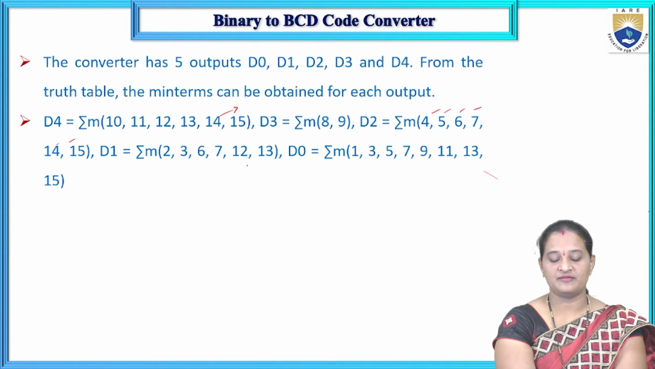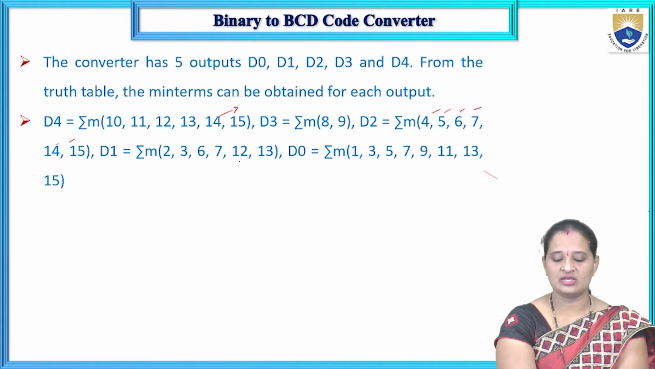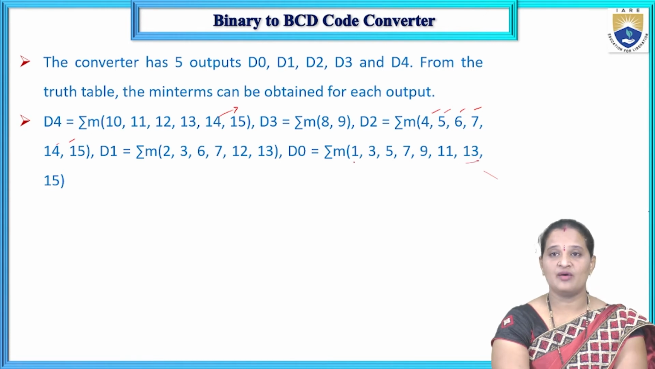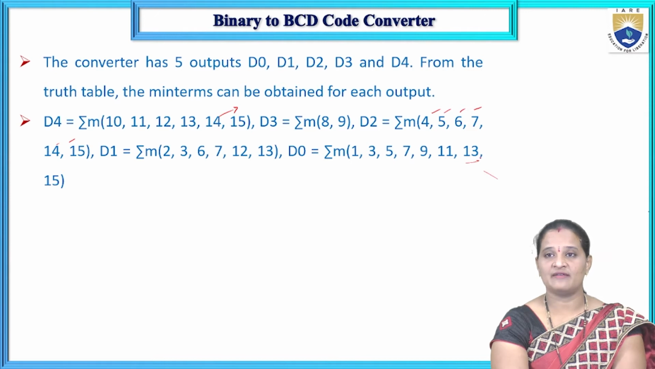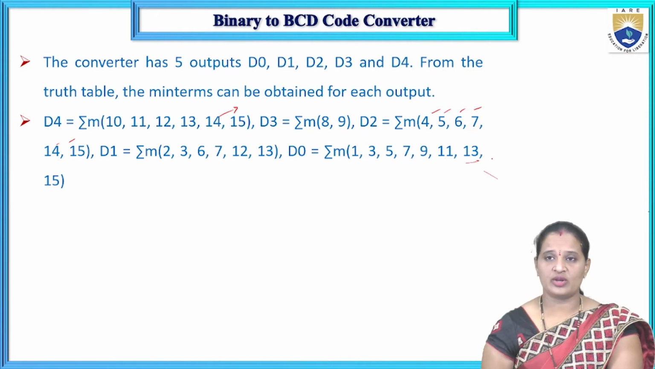Similarly, D1 is 1 for the minterms, that is the possible combinations 2, 3, 6, 7, 12, 13. So for all these input combinations, D1 output is becoming 1. And D0 output is becoming 1 for the minterms 1, 3, 5, 7, 9, 11, 13, 15.